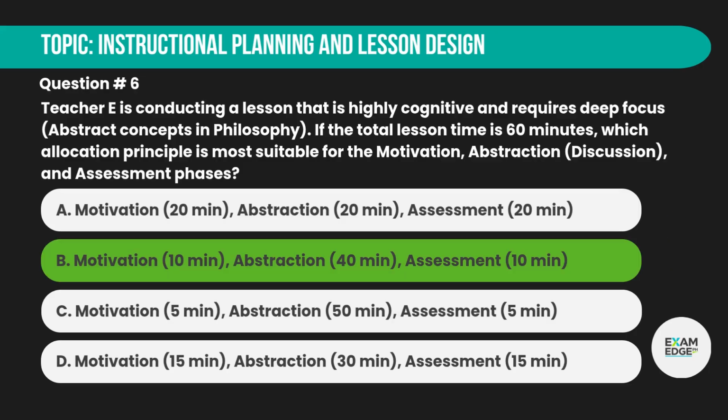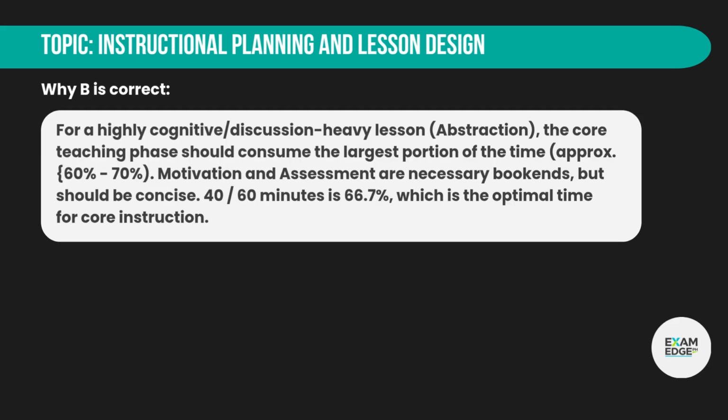Correct answer: B. Motivation, 10 minutes; abstraction, 40 minutes; assessment, 10 minutes. Why B is correct: for a highly cognitive, discussion-heavy lesson, abstraction, the core teaching phase, should consume the largest portion of the time, approximately 60% to 70%. Motivation and assessment are necessary bookends, but should be concise. 40/60ths of a minute is 66.7%, which is the optimal time for core instruction.